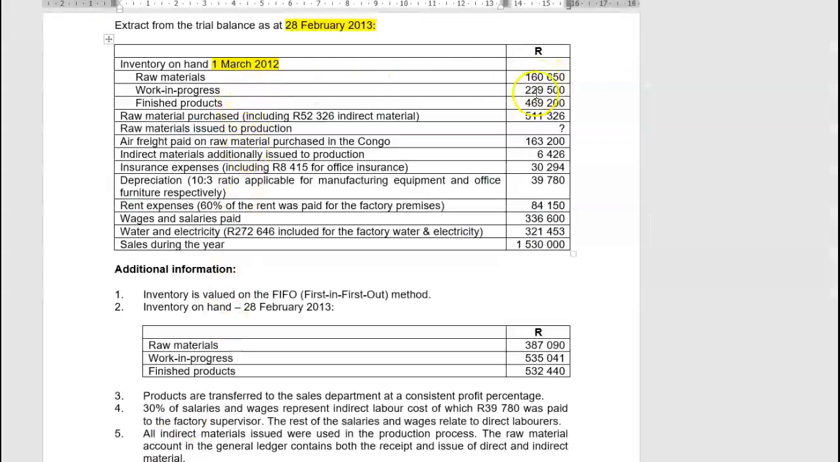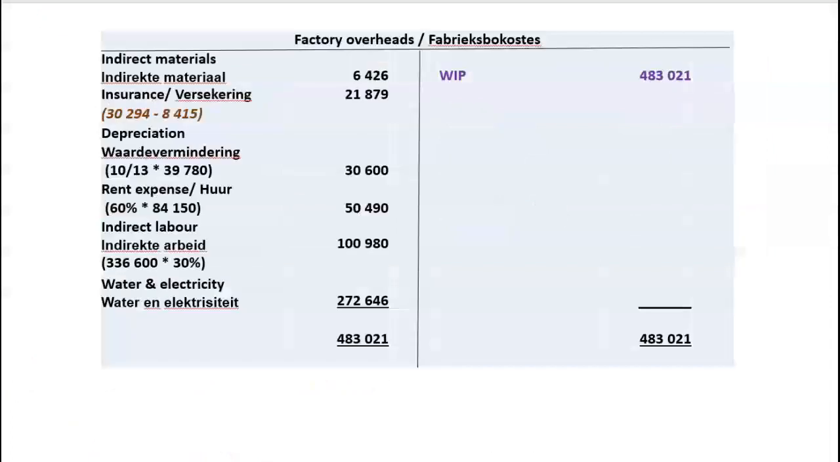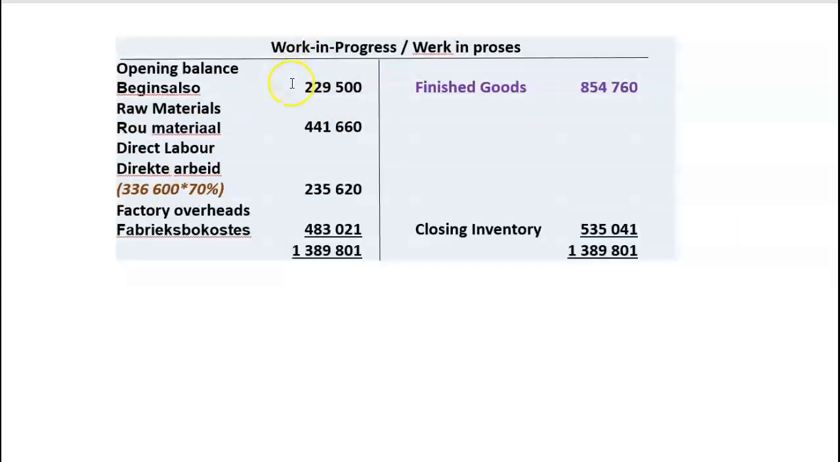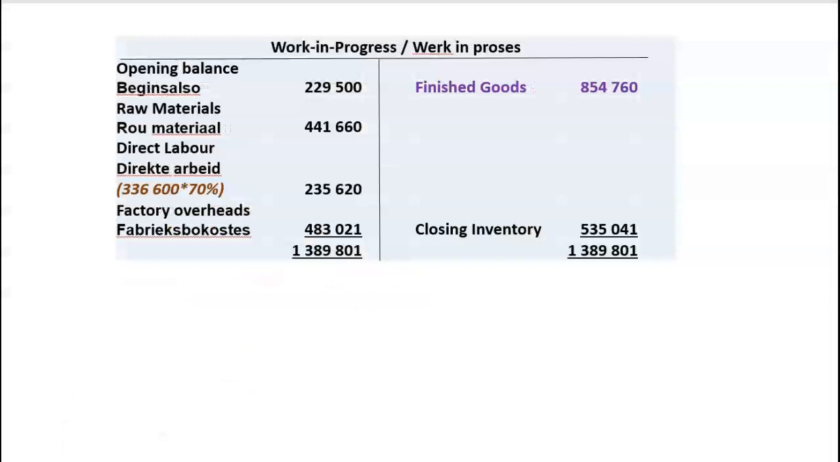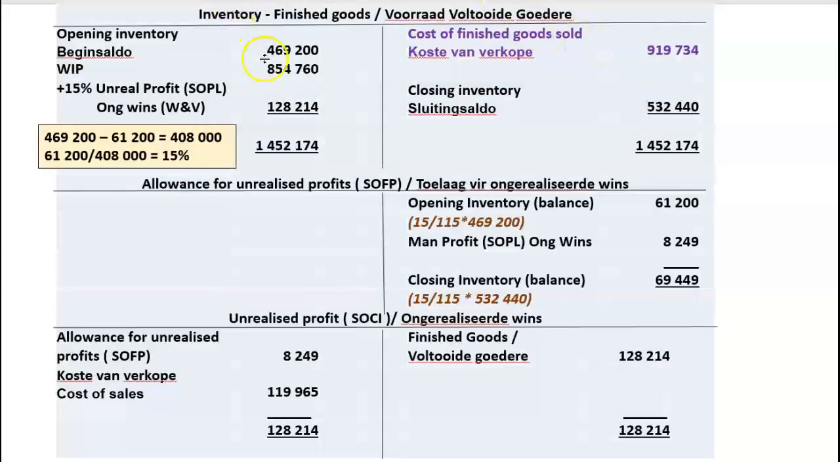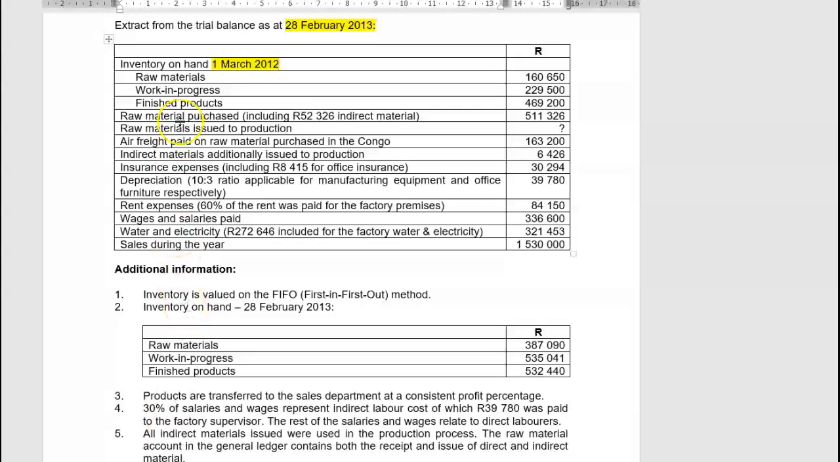Work in progress, opening balance 229,500. In our work in progress account, there's our opening balance 229,500. Finished products 469,200, and in our finished products account, here it is, opening balance 469,200. Good, and then they give us all kinds of information for the year.